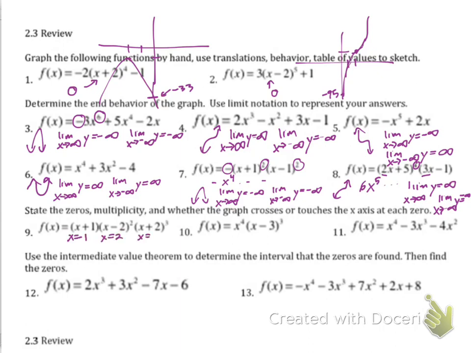So moving on, go for the zeros. In number 9, the zeros are the easy part. You got negative 1, 2, and negative 2. And the multiplicity is the degree of that factor. So 1, 2, and 3, respectively, because of their degrees.